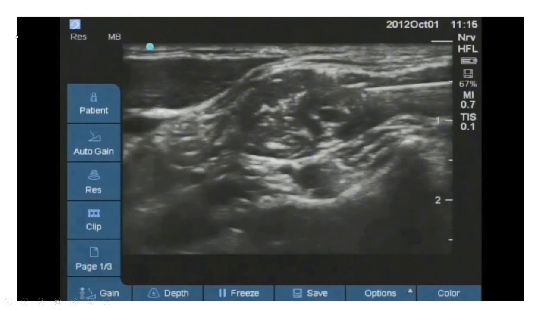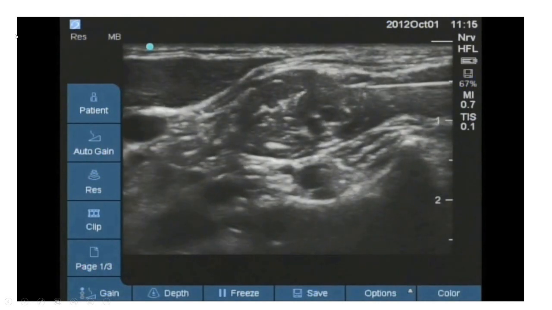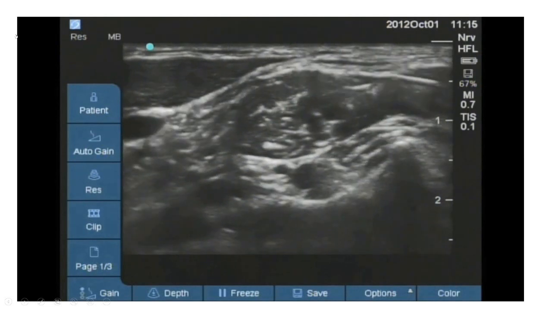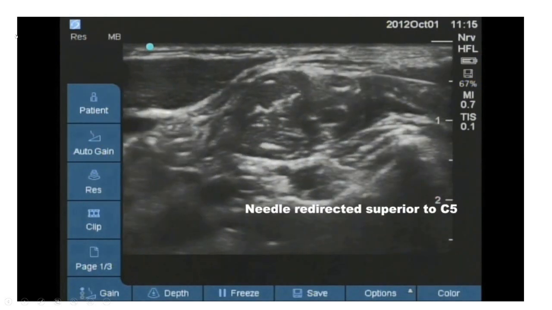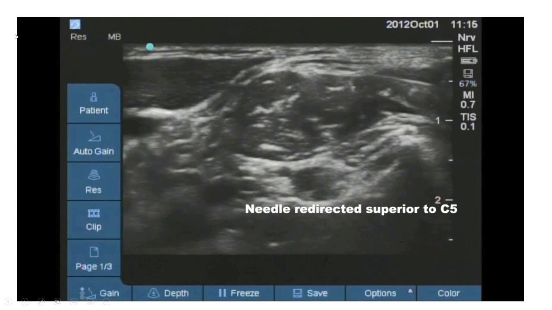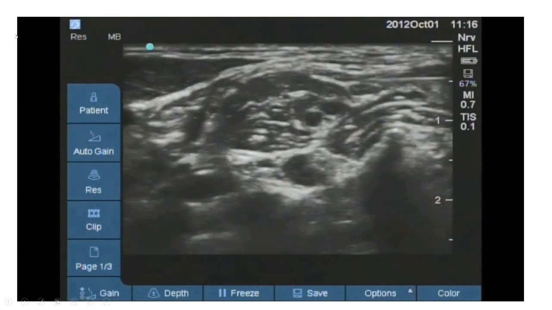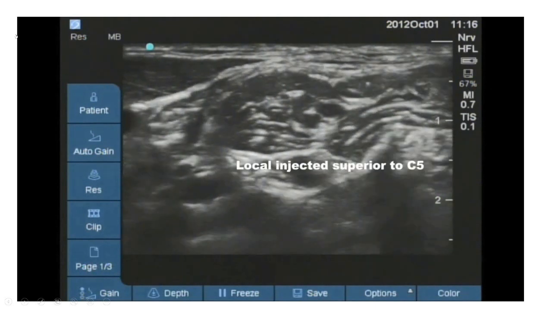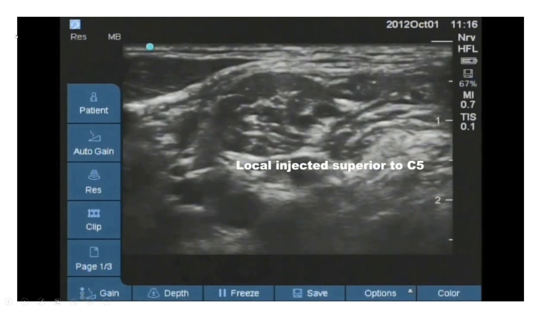I've redirected my needle on top of C5 now. I'm injecting further local anesthetic on top. You can see here brachial plexus nicely surrounded by local anesthetic.